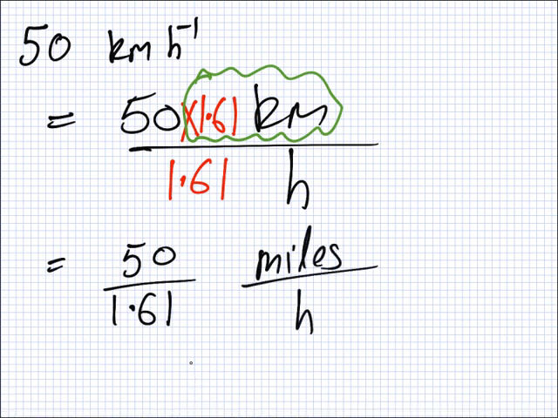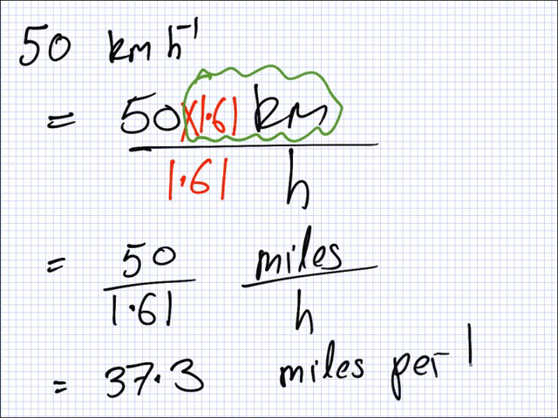Yeah, and let me type that in. So that is 50 over 1.61. That's equal to 37.3 miles per hour. Now this is the way I want you to do these questions, okay? Write that down, I'll do some more.